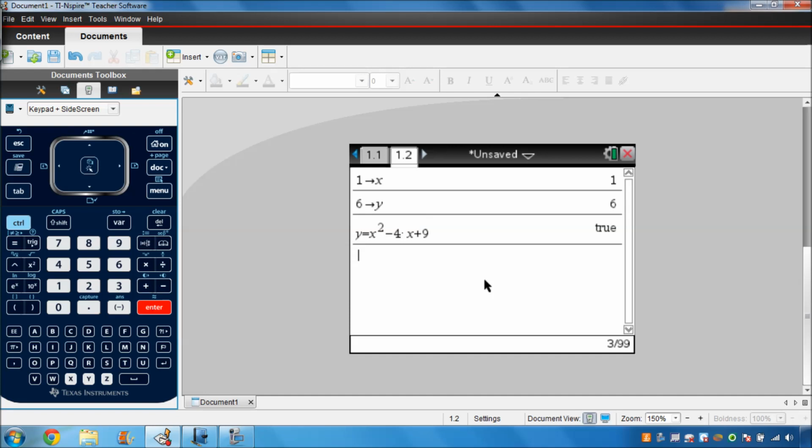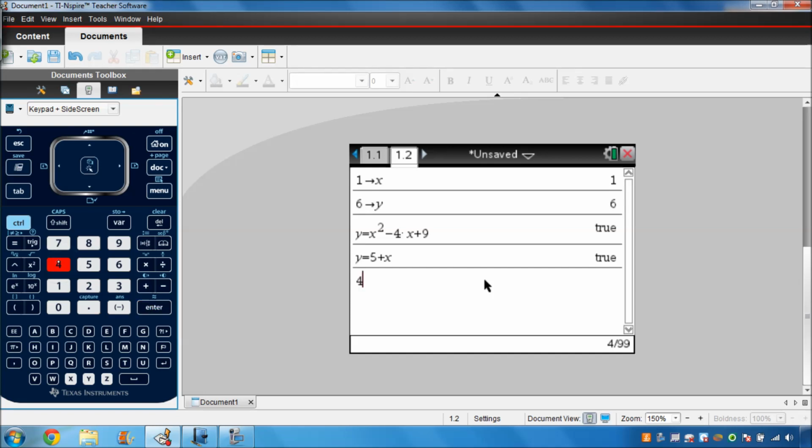which is true, but I'm not sure that 1, 6 works completely because I also have to check it in the other equation. So y equals 5 plus x. If that's true, once you get both trues, that means that 1, 6 works. Now let's check 4, 9.